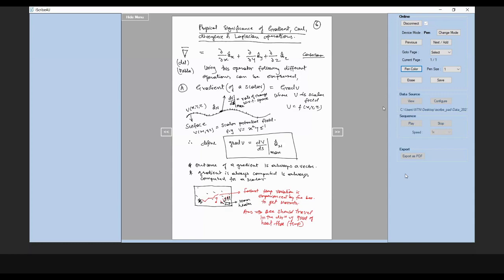So whenever the fastest spatial variation is required, you will find that we always should follow the direction of the gradient. Now, what does direction of the gradient mean? The answer would be nothing but grad of f, let's say that function is f, so grad of f upon mod of grad of f.